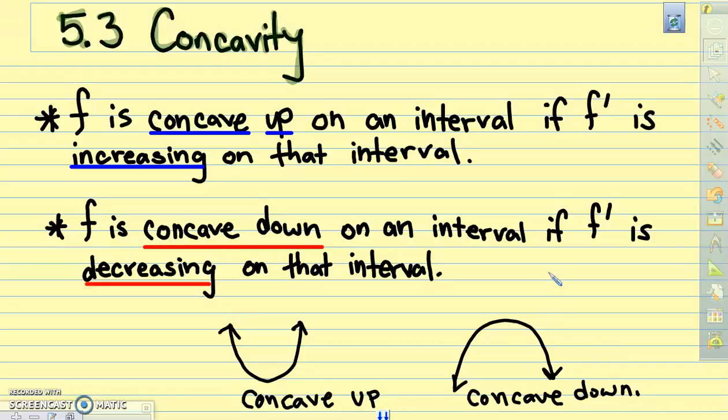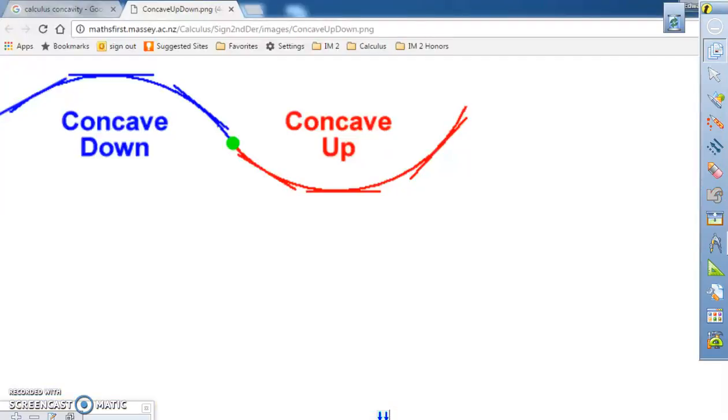Okay, but in calculus, now that we know this thing called the derivative, f prime, f is concave up on an interval if f prime is increasing on that interval. So in other words, if the derivative is getting bigger. f is concave down on an interval if f prime is decreasing on that interval. So same thing, but this time the derivative is getting smaller. So here we have an example of this function that is concave down, then it starts to concave up.